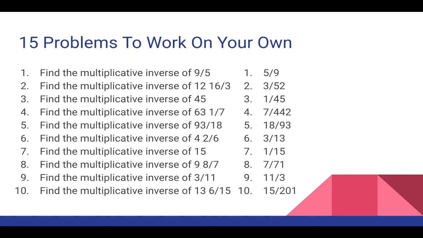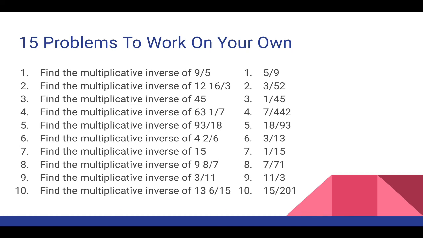The answer to the sixth problem is 3 over 13. The answer to the seventh problem is 1 over 15. The answer to the eighth problem is 7 over 71. The answer to the ninth problem is 11 over 3. And the answer to the 10th problem is 15 over 201.